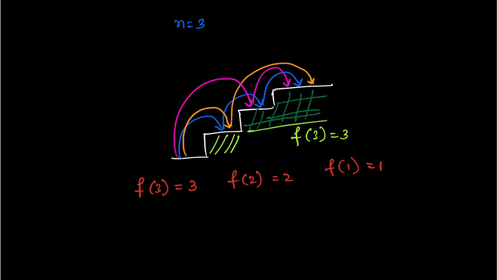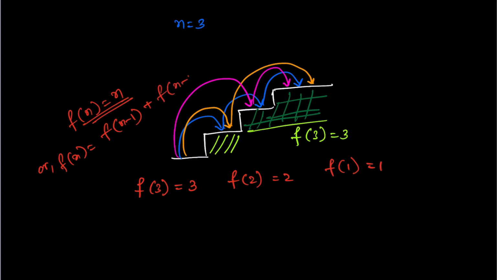Now let's look at f of 3, f of 2 and f of 1 together. F of 3 is 3, f of 2 is 2 and f of 1 is 1. So there can be several guesses that we can make. For example, we can say f of n is equal to n, or we can say f of n is equal to f of n minus 1 plus f of n minus 2, because f of 3 is equal to f of 2 plus f of 1. So we can form several different kinds of formulas and validate which one of these formulas fits our inputs.